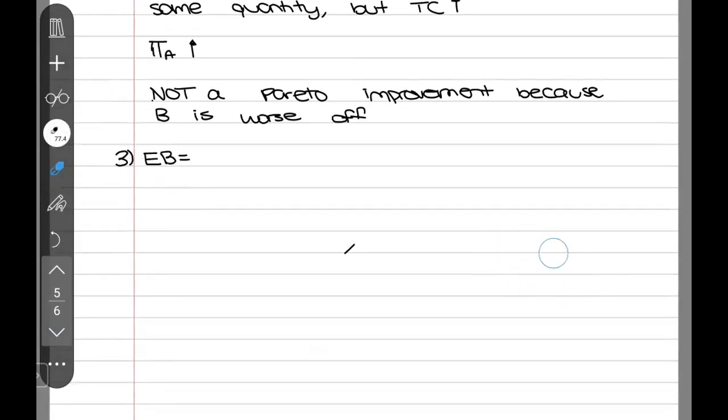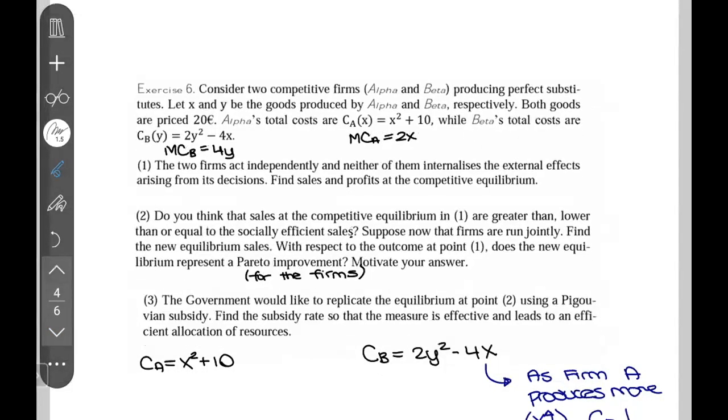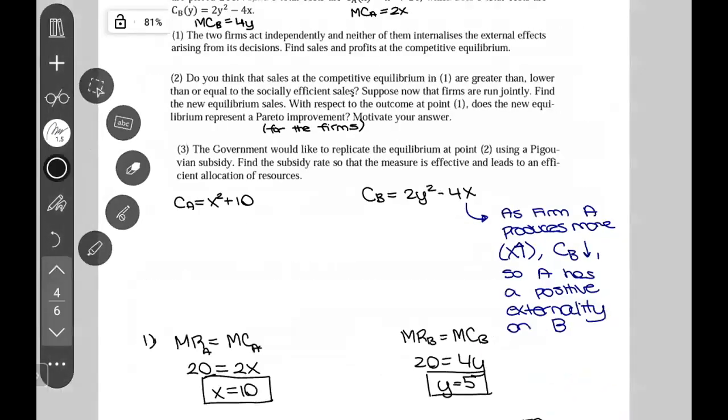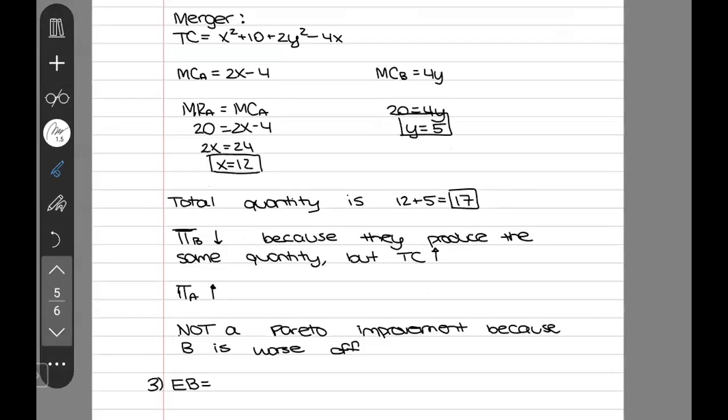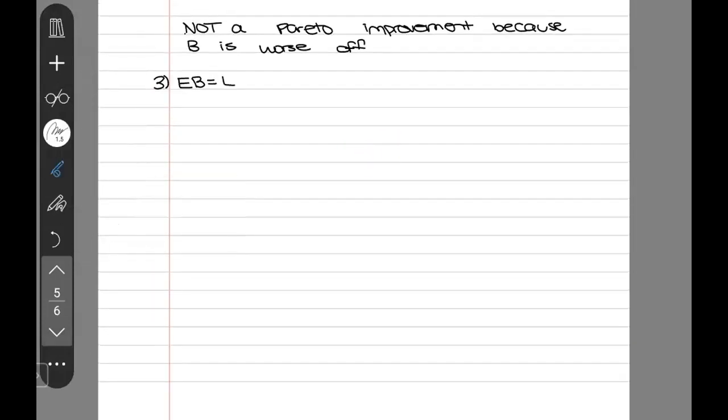So the external benefit, that was the part that was affecting the cost function of B. That was this. So we could say 4x is the external benefit that B has on A. We want the marginal one, so per unit basically, or per extra unit. So if we derive that, that's going to be 4. So basically every unit that A produces, it causes B's total cost function to go down by 4 euros.